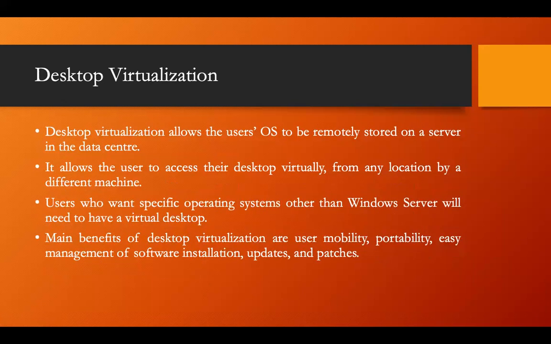Next one is your desktop virtualization. Now, what is the desktop virtualization? Now we know what we are using in the desktop, and we'll do the virtualization on it. So the desktop virtualization allows the user's operating system to be remotely stored on a server in the data center. It allows the user to access their desktop virtually from any location by different machines.